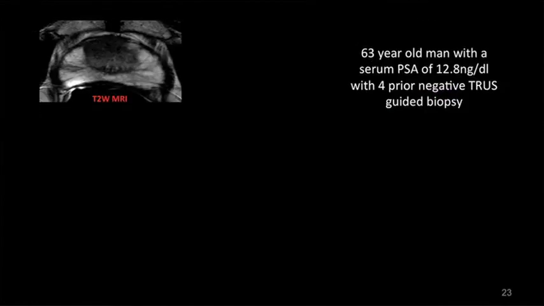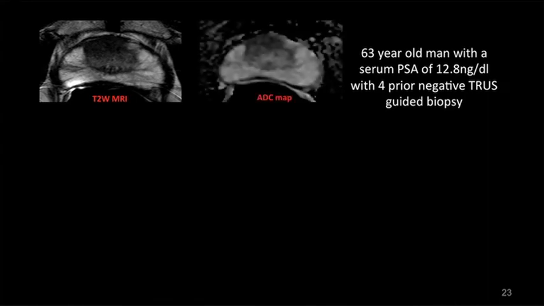Another patient, a 63-year-old man with a PSA of 12.8 with 4 prior negative transrectal ultrasound-guided biopsies. I'm going to talk about this in a minute, but this is a quite common scenario that we encounter in NCI. That patient has a suspicious area in the anterior central gland at the apical mid gland level. That particular lesion shows positive features on ADC map.